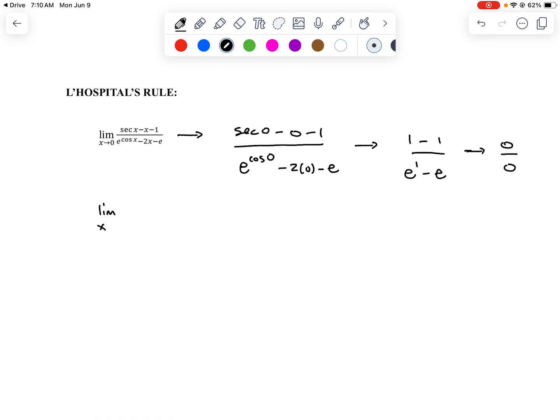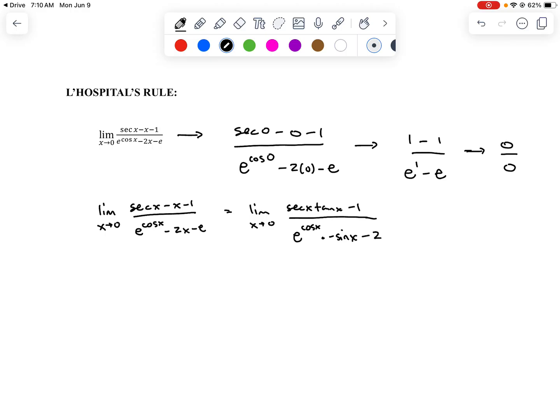So the original limit we start with, and then we take the same limiting value, so we have the limit as x goes to 0, and then we take the derivative of the top, which is going to be secant x tangent x minus 1, and we're going to divide that by e to the cosine x times negative sine x. That's going to be our chain rule, minus 2.